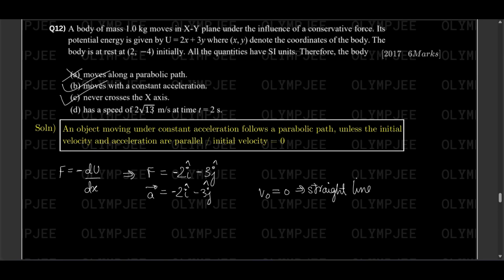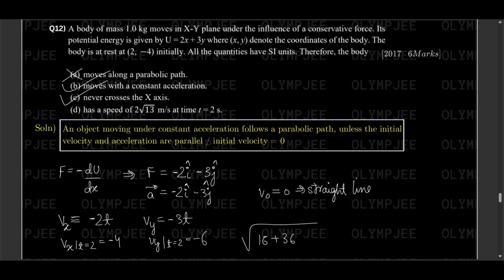Now analyzing option D, we need to find the speed at t equal to 2. Since u is 0, Vx will be given as minus 2t, and Vy would be given as minus 3t, right? Vx at t equal to 2 is minus 4, and Vy at t equal to 2 is minus 6. So the speed will be the vector addition, which is root of 16 plus 36. This gives us root 52, which is 2 root 13. So option D is also correct.